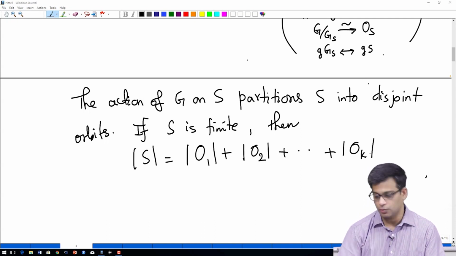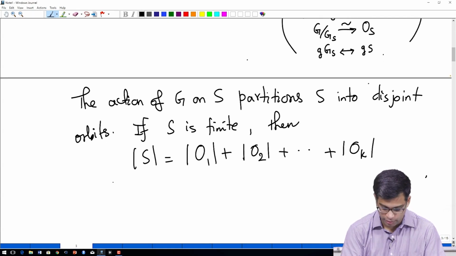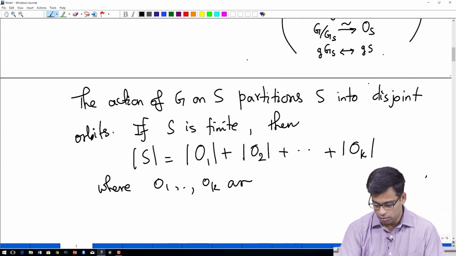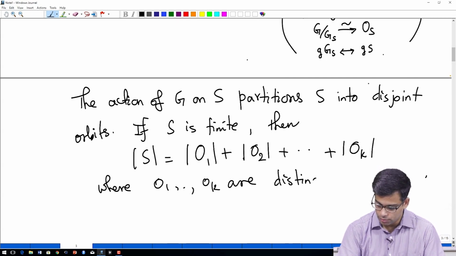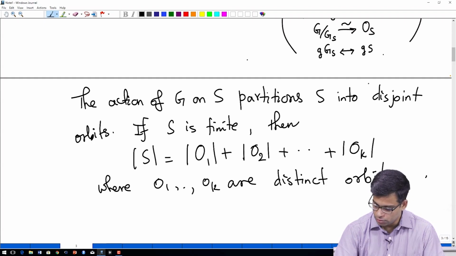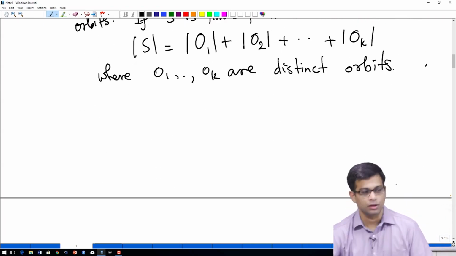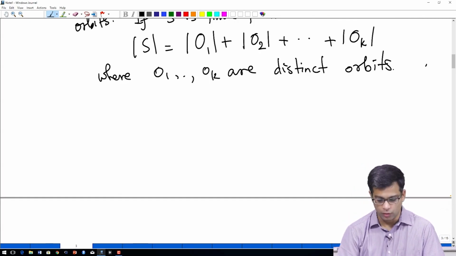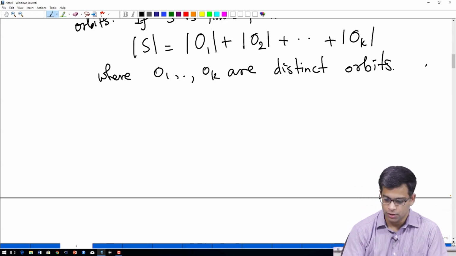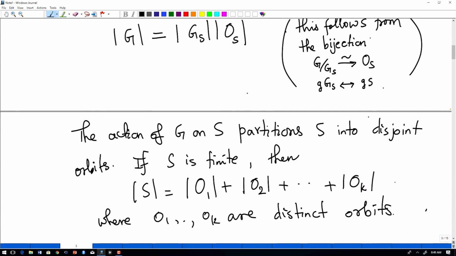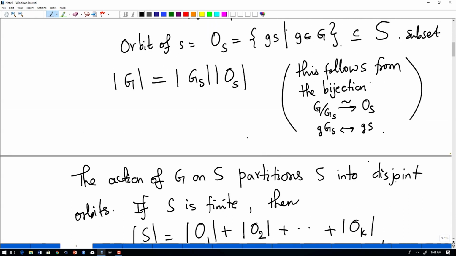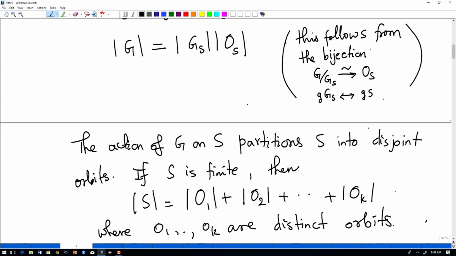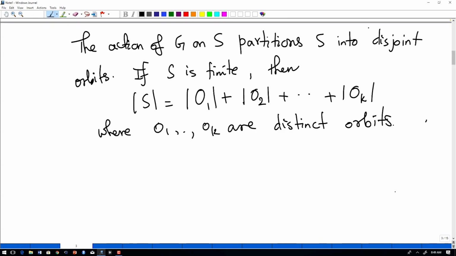So, let us call these orbits O1 through Ok, where O1, ..., Ok are distinct orbits. Remember that two different orbits are always disjoint. Two orbits are either disjoint or the same. So, you can always use this. These are the two important equations that we have attached to a group action. We have the counting formula which says something about the order of the group, and then we have something about the order of the set.